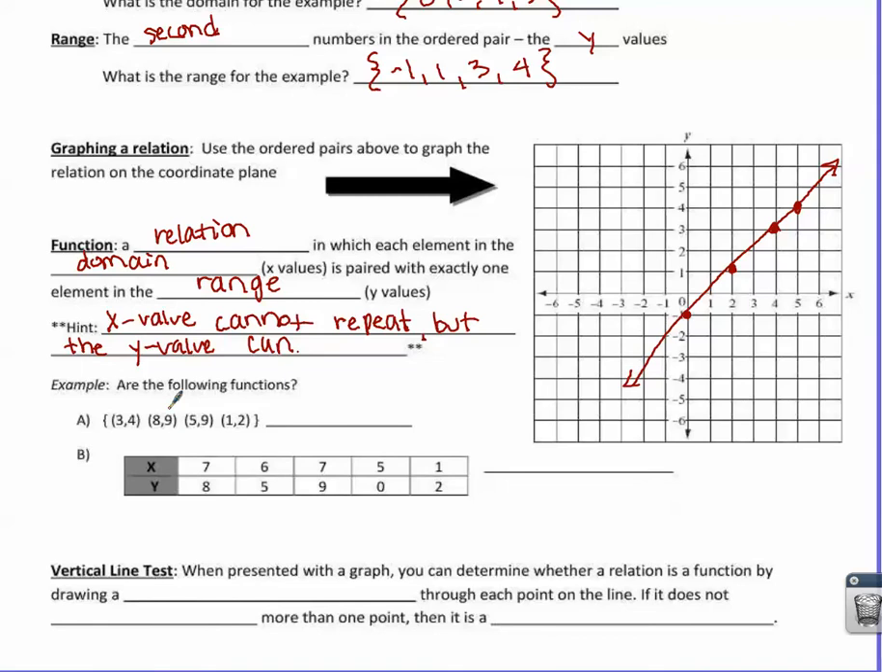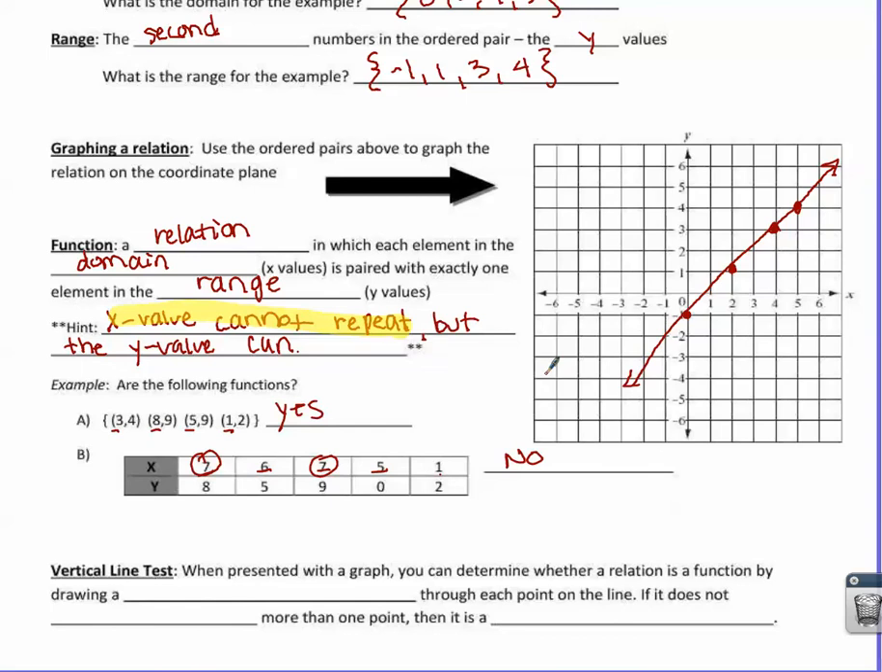Let's talk about some examples. Are the following functions? Remember, x values cannot repeat. Okay, so I have a 3, 8, 5, and 1 for my x values. So no x repeats, so yes, this is a function. But in example B, I have a 7, 6, 7, 5, and 1. So the 7s repeat, so no, this is not a function.